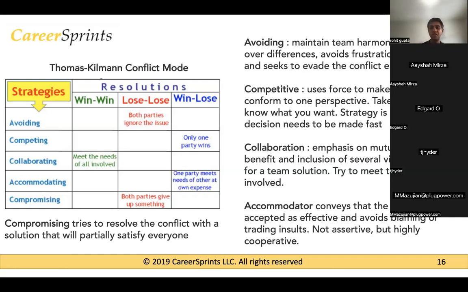This strategy is normally useful when the team is new, right? Or when you are in a situation where you need to make very quick decisions. You don't have a lot of time to mull or debate over what would be the best way to solve a particular problem, right? So this is compete mode. Normally in this mode, you are winning and the other party is losing.